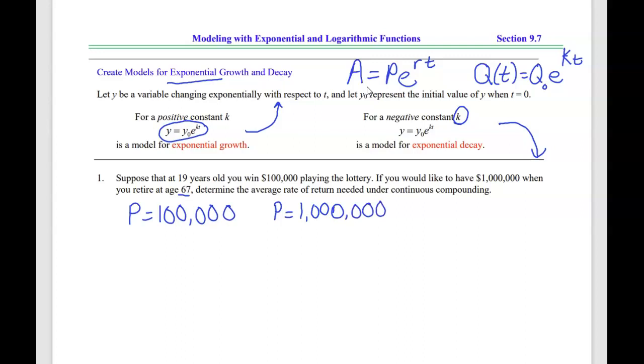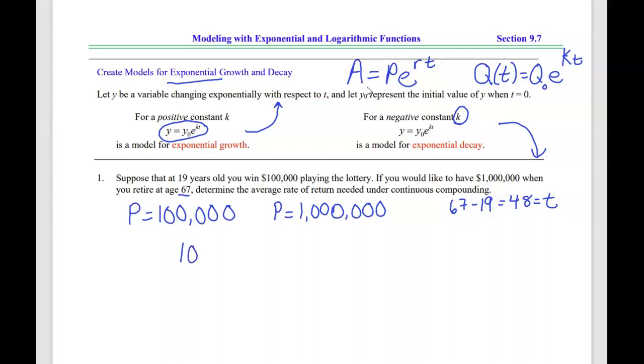Well, the time is not going to be 67 years from now, because that's how old we want to be. We're currently 19, supposing. So we're going to take 67 minus 19, and so that's 48 years later. So that is our time. So I need to know what our K or our R is, and I'm going to put it into this formula right here.